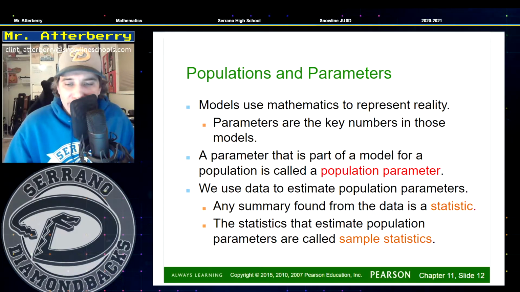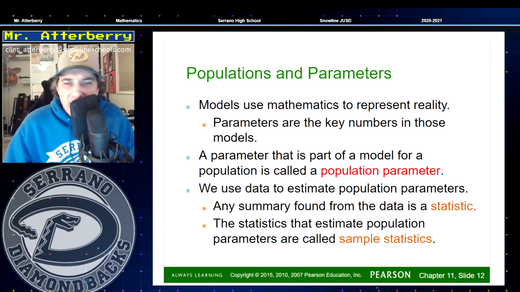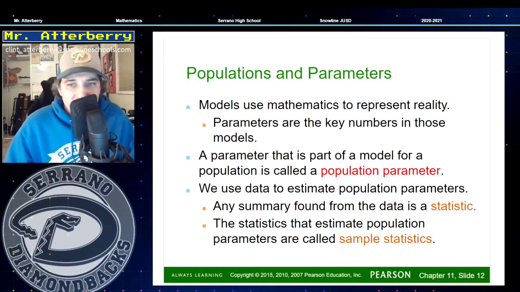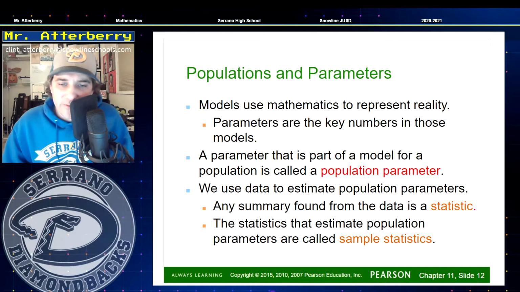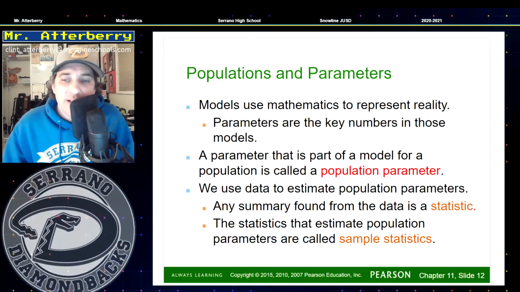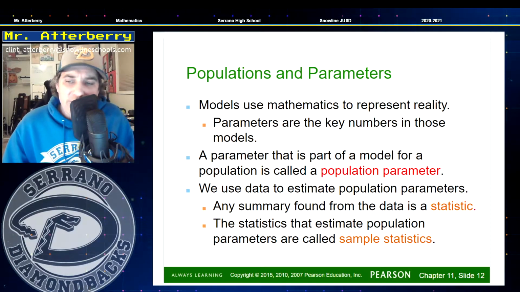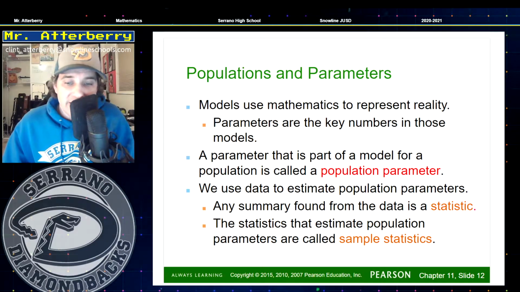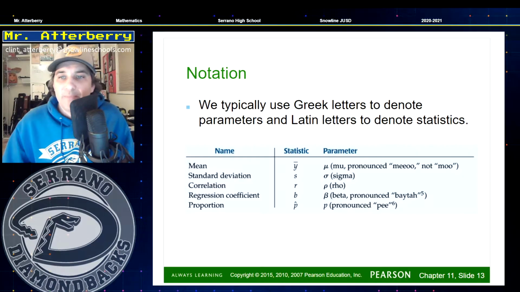So one more time, okay? Models use mathematics to represent reality, and parameters are the key numbers in those models. Okay, a parameter that is part of a model for a population is called a population parameter, and we use the data to estimate population parameters. Any summary found from the data is a statistic, but the statistics that estimate population parameters are called sample statistics.